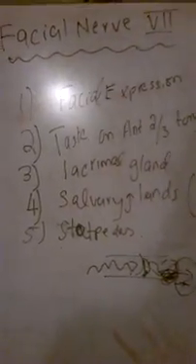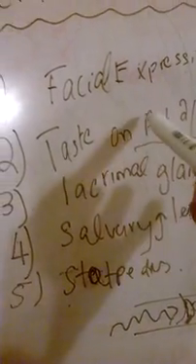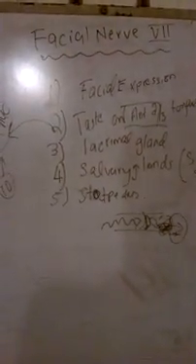Oh, by the way, taste on the anterior two-thirds of the tongue, right? So which nucleus is responsible for detecting this? Remember something called the solitary tract nucleus, which is in the pons and the medulla. The solitary tract nucleus has input from two other nerves, nerve 9 and nerve 10. We'll talk about these later. These were the basic functions and the physiology of the facial nerve.